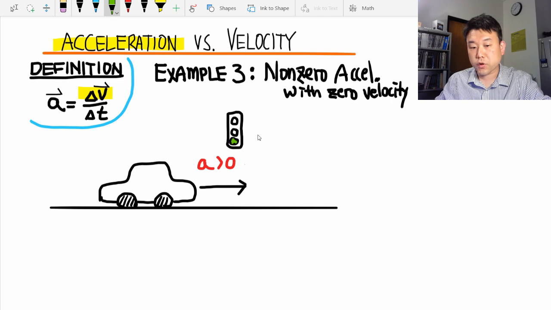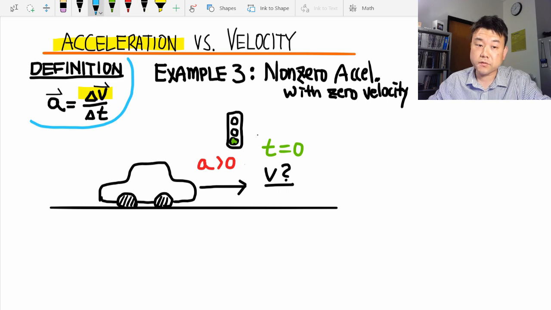Now, this is the question I want you to consider. At time equals zero, when the light just turned green, what is the velocity of the car? Now, it's tempting to say that the velocity of the car is also greater than zero.